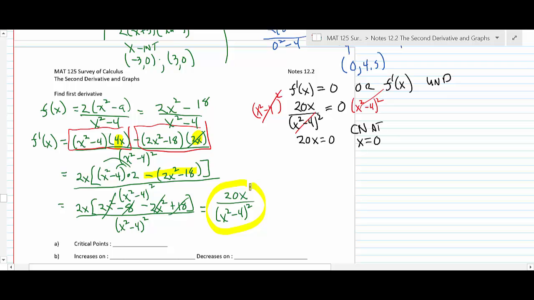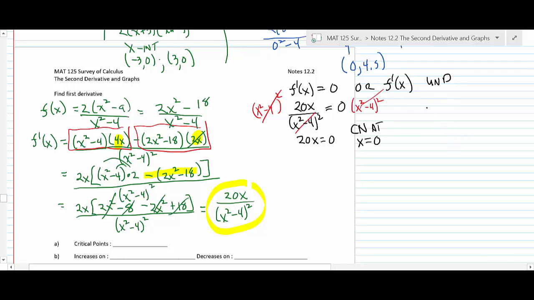Is there any place that derivative is undefined? No. Look at the denominator. Is there anything that makes the denominator 0? 2? What else? Negative 2. Remember, we have asymptotes at negative 2 and 2. At the beginning of the problem, we had vertical asymptotes. We are undefined there.